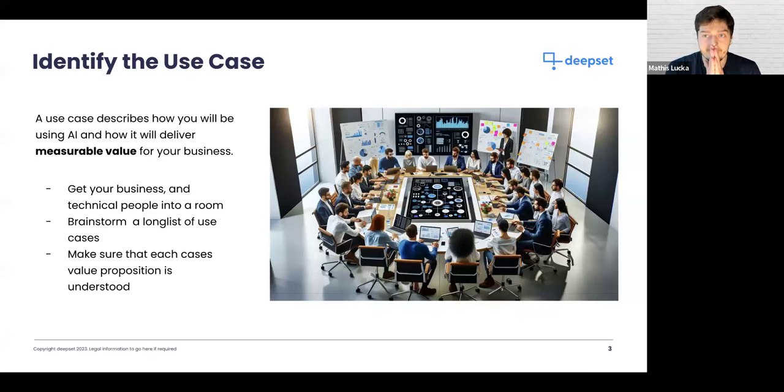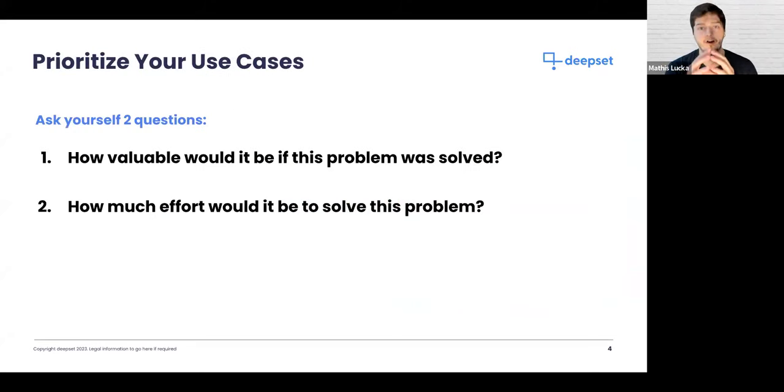And now that you got everyone in a room, and maybe they brainstormed a long list of use cases, for every single one of these use cases, it needs to be crystal clear what tangible business value it is delivering. Like that needs to be understood by everyone in the room. And now that you have that long list of business cases, you need to prioritize it.